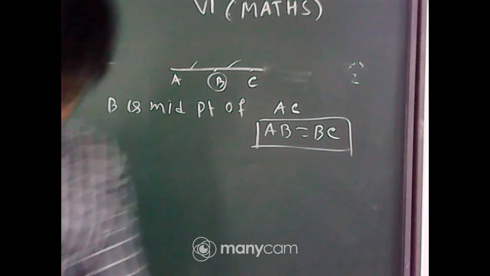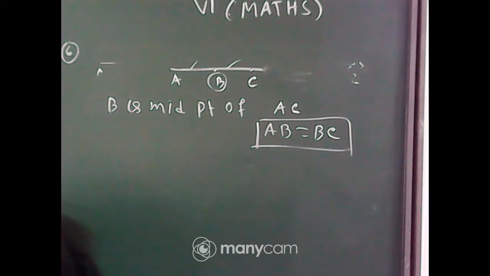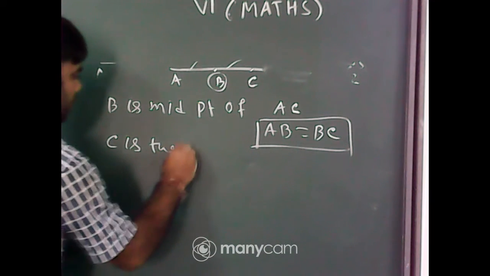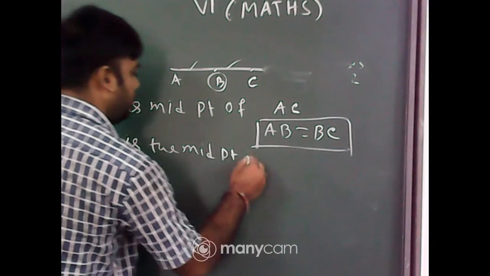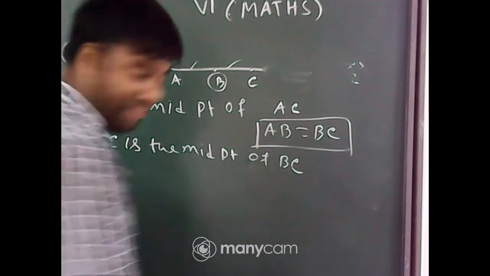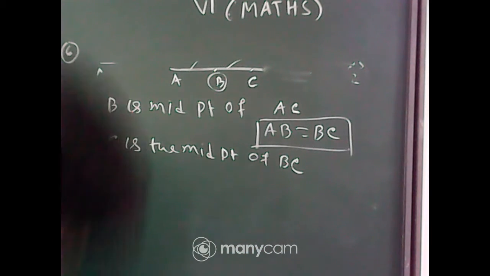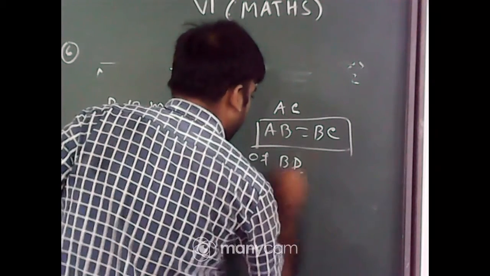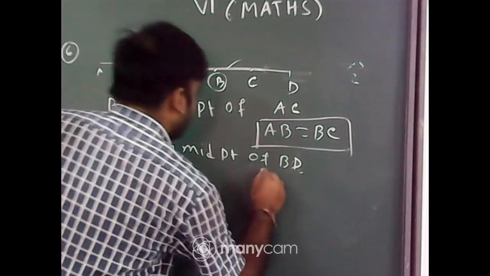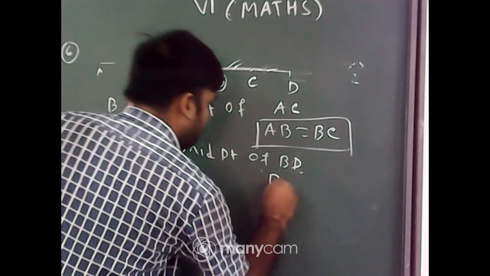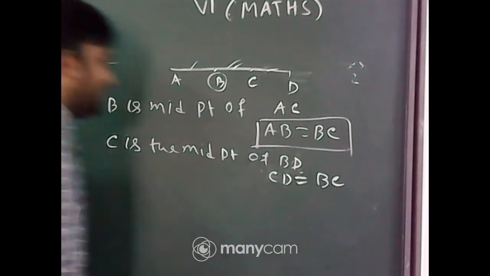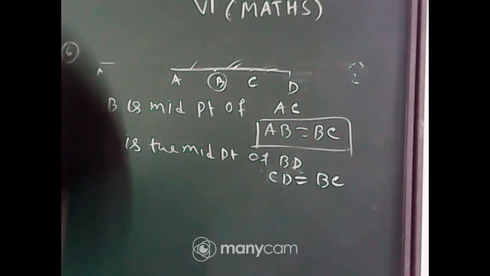Next portion, C is the midpoint of BD, not BC. C is the midpoint of BD. So take here D point. Therefore, these two portions are equal. Therefore, CD equal to BC. We have to prove that AB equal to CD.